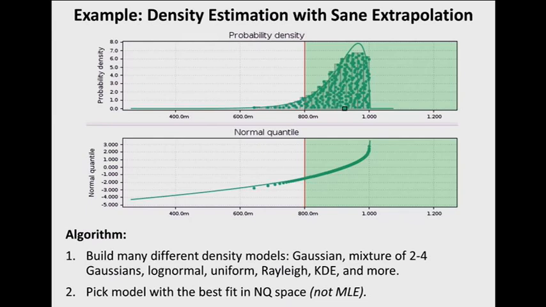But it couldn't be just the best fit according to MLE. MLE is really caring about densities in this space. What we really cared about was being able to extrapolate in an insane way. So basically we did a least squares fit in NQ space. That was our way of measuring the goodness, okay? So in the end, a deadly simple algorithm, but this works and scales in a really beautiful way.